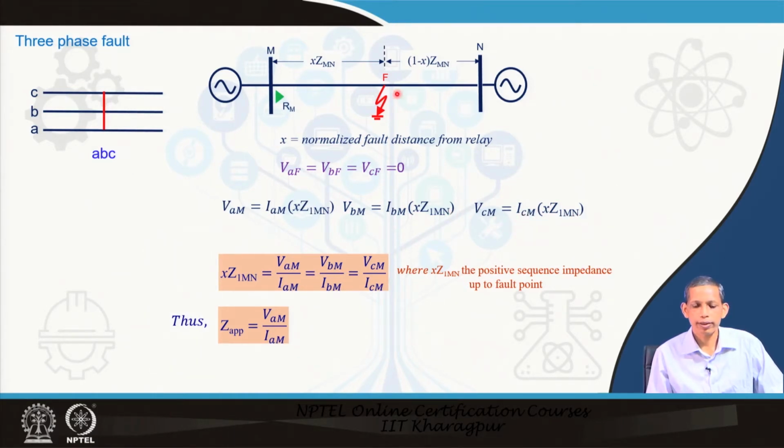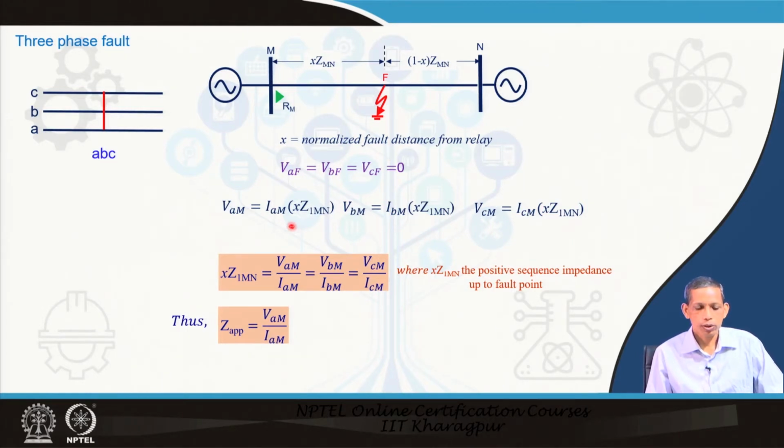What we mean by that? That the corresponding voltage here is 0. So, the voltage at this point is nothing but the corresponding current here and the related impedance. The impedance is x Z MN. So, that is what we say: for each phase the relations are similar.